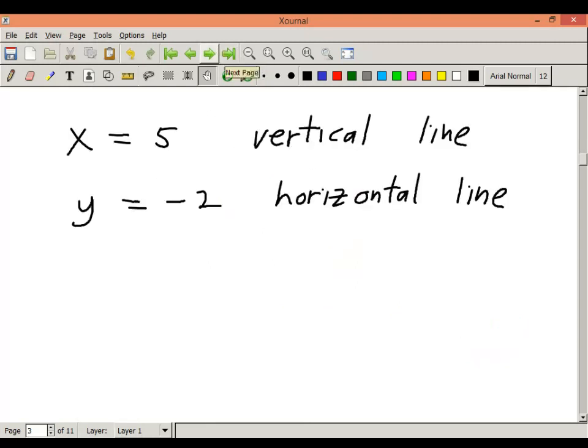We need to know that whenever you have x equals some number, with no y in that equation, that's going to be a vertical line where all the x coordinates of the points are the same. Whatever that number is, x equals 5, all the points on that line would have an x coordinate of 5. And a horizontal line, y equals some number, like y equals negative 2, means all the points on that line have a y coordinate of negative 2. Okay?